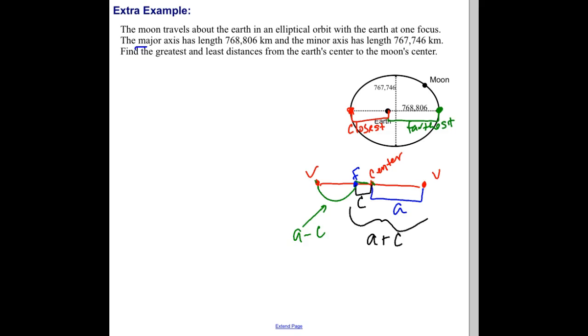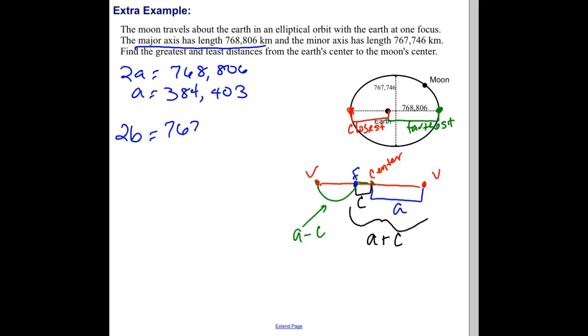Yes. All right. We are told major axis is 768,806 kilometers. What do we have to do to that? Divide it in half to get A, yes? So 2A is 768,806. What would A be? 384,403. And then 2B was our minor axis. If we cut that in half, what do we get for the value of B? 383. How do we find C? A squared minus B squared and then square root it. We're going to have some really big numbers here. So grab your calculators. Figure out A squared minus B squared and square root that.